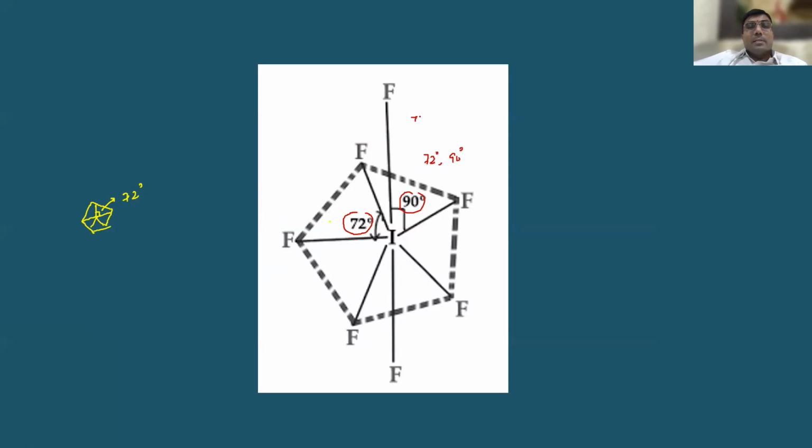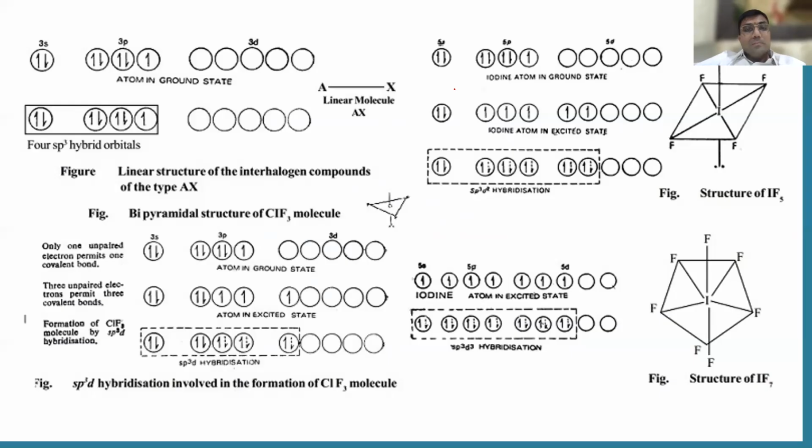In trigonal bipyramidal structure, there are two types of bond angles. What are those? 120 degrees and 90 degrees, because in the equatorial plane there is an equatorial triangle. Okay. Let us see the hybridization, same thing.